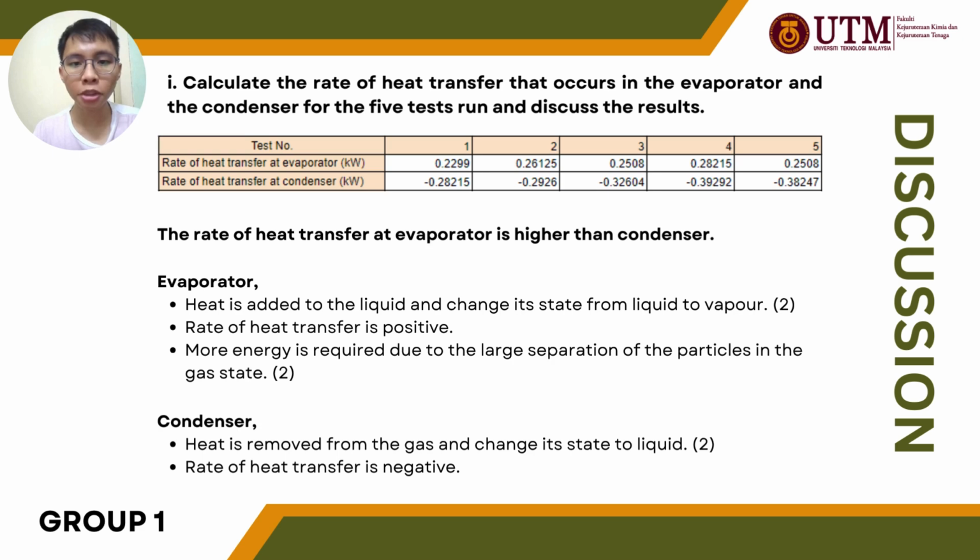Based on the previous page table, we can see that the rate of heat transfer at the evaporator is higher than at the condenser. For the evaporator, since heat is added to the liquid and changes its state from liquid to vapor, the rate of heat transfer becomes a positive value. This is because of the large separation of the particles in the gas state. More energy is required. For the condenser, the heat is removed from the gas and changes its state to liquid. That's why the rate of heat transfer is a negative value.